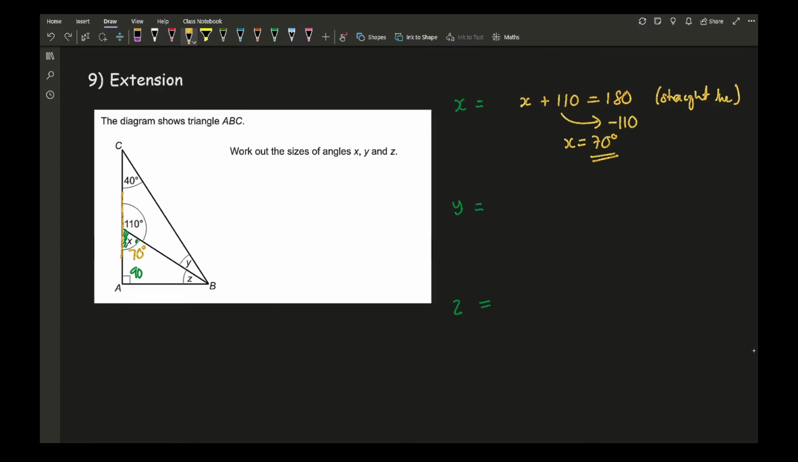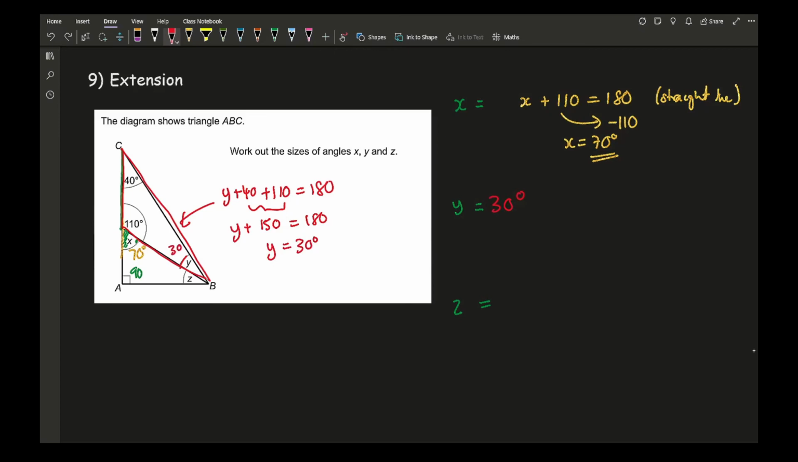Now, working with the next letter, I can see that Y is part of this triangle here, which I should use a different color for, so let's use red, which is part of this red triangle. And with angle Y, do I know the other two angles? Yes. So I know that Y plus 40 plus 110 equals 180. So again, if I add these two things up, I get 150. So what plus 150 gives you 180? Well, Y equals 30 degrees. So Y is going to equal 30.